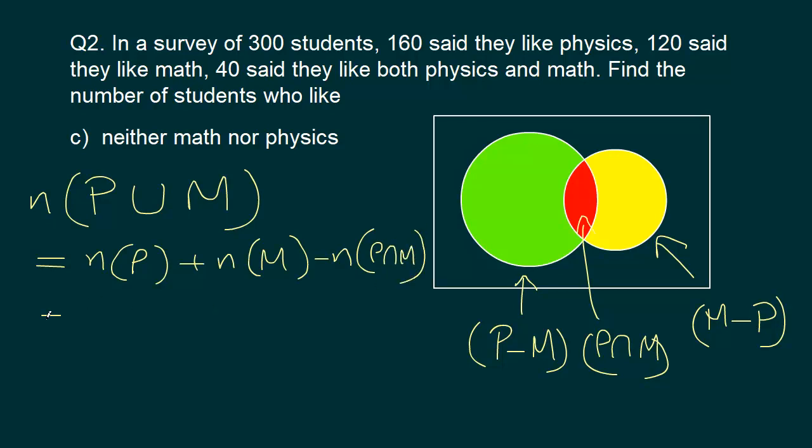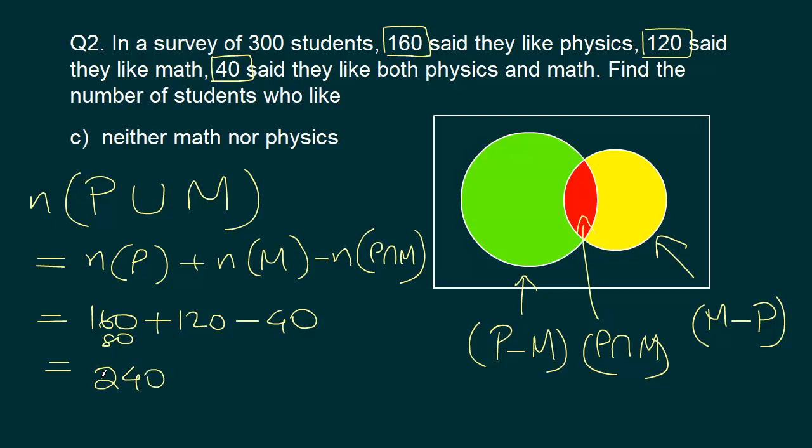right? So if you put the numbers, physics is 160 plus math is 120 and both is 40. So when we add up, well, 120 minus 40 is 80. So if we do 80 here, this will be 240. Yeah, 240. So the number of students who like physics or math is 240.